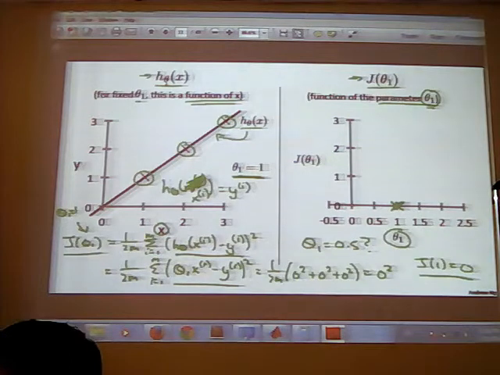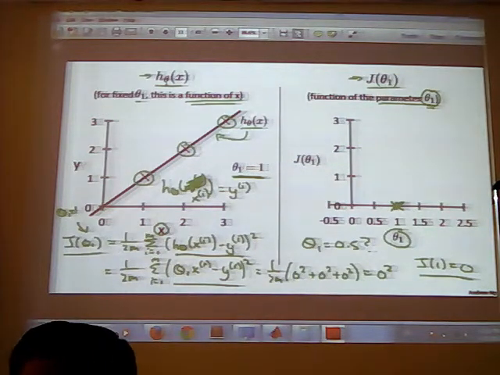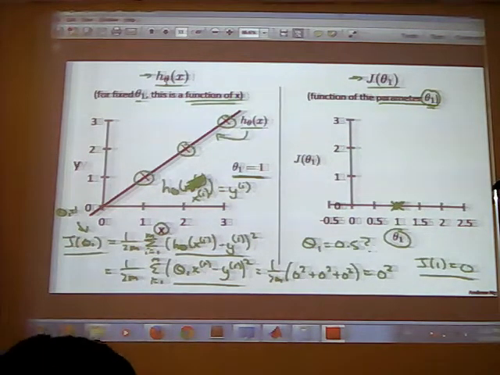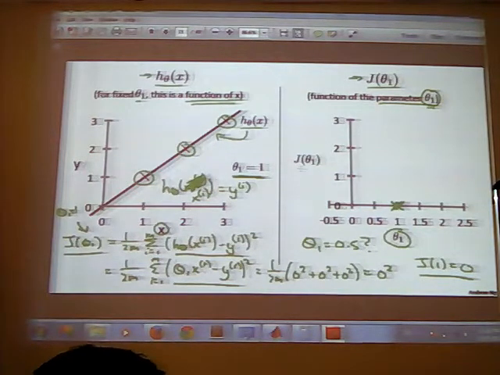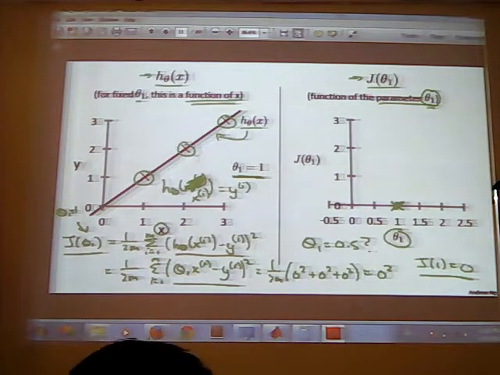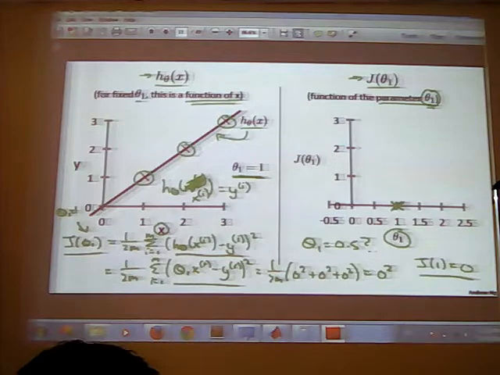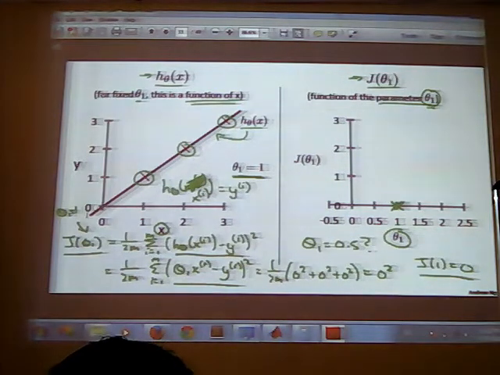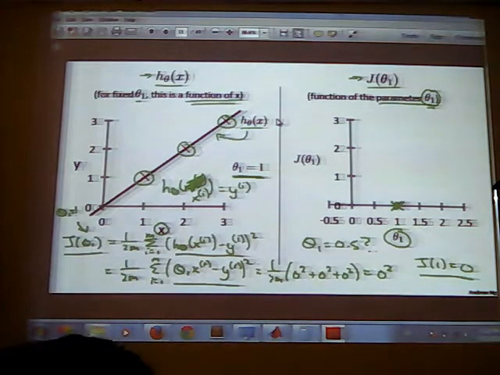Okay, so this example we have already discussed on the board. This data set was given to us: (1, 1), (2, 2) and (3, 3). Our goal was to fit a model to this data set, and we have chosen the hypothesis h_theta(x) = theta 0 plus theta 1 x, and here we have chosen theta 0 as 0. That's why the model is going to fit from the origin.